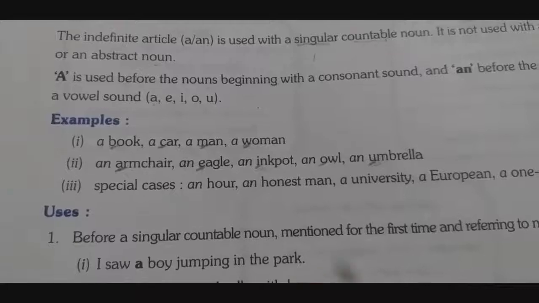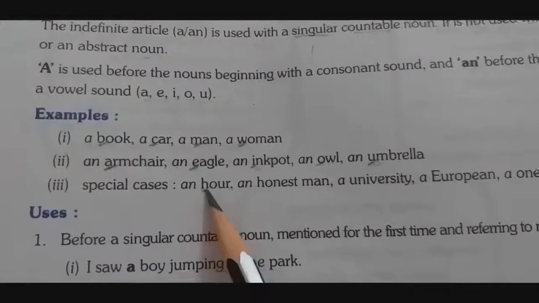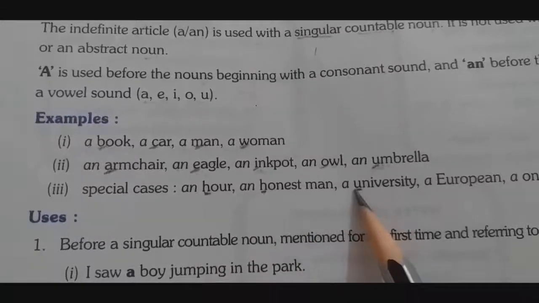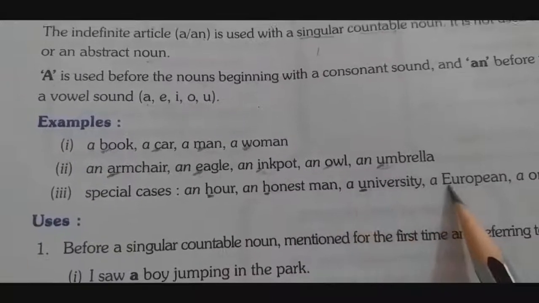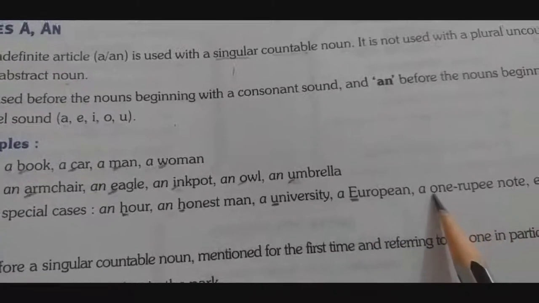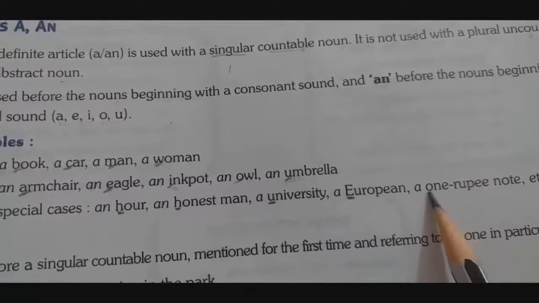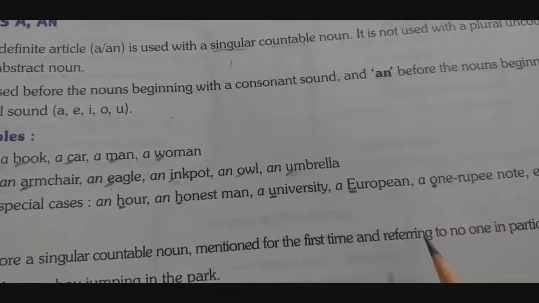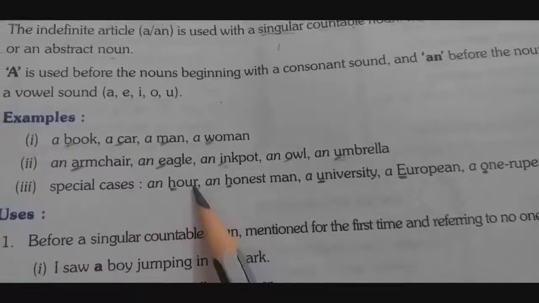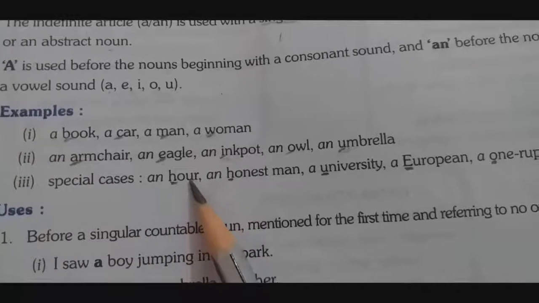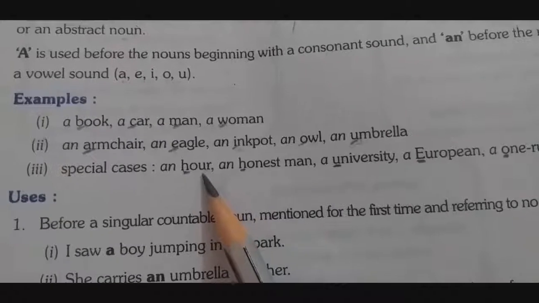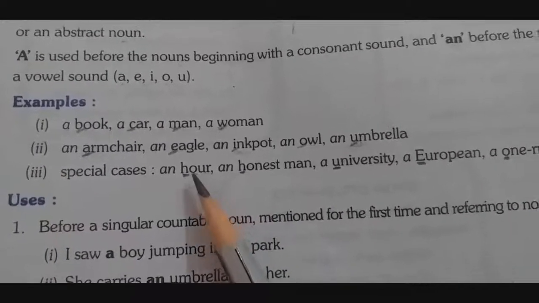Now see here, I am marking. Here is H, consonant. This is vowel, this is vowel, E, and this is also vowel. Fine. Now see here, these are special cases because when we say hour, we do not pronounce the H, we call it "our", an hour.